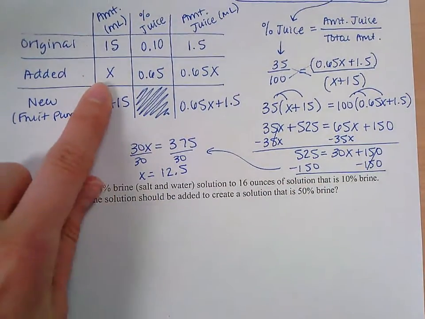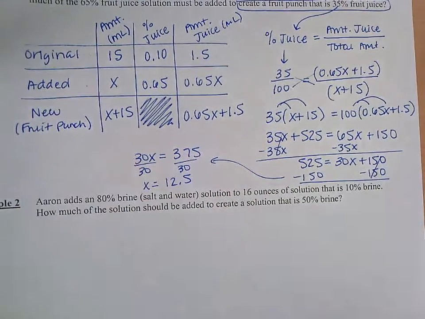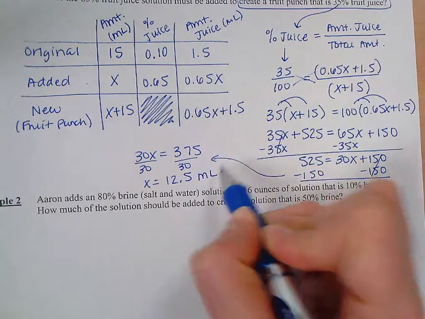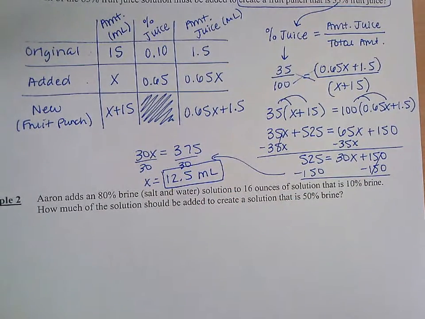So my x is representing the amount in milliliters of what's being added. So it's 12.5 milliliters. That's how much should be added of the 65% to make the mixture that they want.